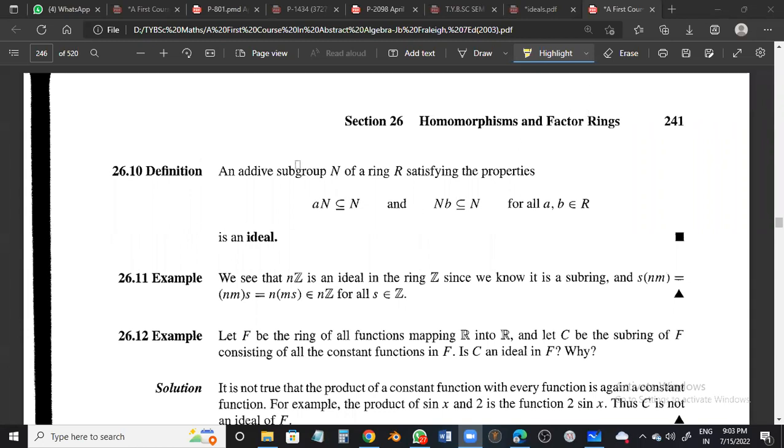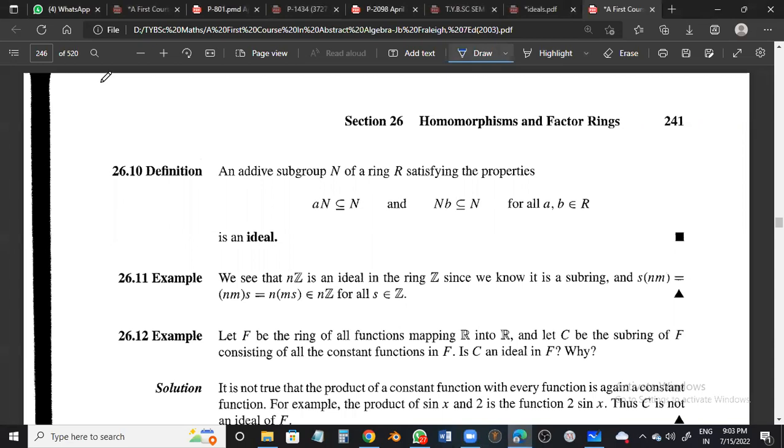We have already talked about the definition of ideal, but I would like to repeat it. An additive subgroup N of a ring R satisfying the properties a times N is a subset of N and N times b is a subset of N for all a and b belonging to R is an ideal. So let us see one known example.